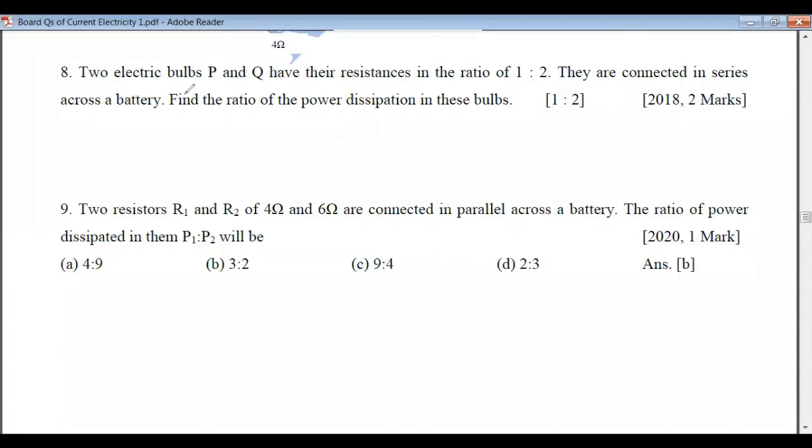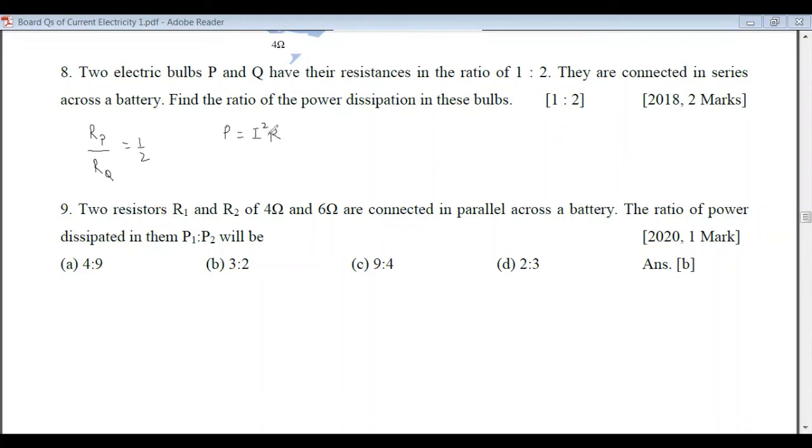Question number 8 is two electric bulbs P and Q have the resistances in ratio 1:2. They are connected in series across a battery. Find the ratio of the power dissipation in these bulbs. Okay, given in the question that RP to RQ is 1:2, and these two bulbs are connected in series. Now the expression of the power used will be I square into R.